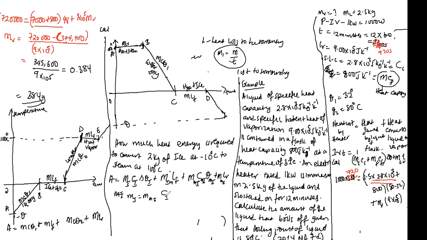While specific heat capacity of ice is 2100, specific heat capacity of water, which is the same as that of melted ice, is 4200. So we shall have heat energy equal to 2 times 2100 times 10. This first 10 comes from 0 minus negative 10. Plus 2 times 334000, latent heat of fusion of water, plus 2 times 4200 times 100. How does the 100 come about? The new temperature, which is 100, minus 0. Then lastly, plus mass of the ice, which is 2, times latent heat of vaporization, which is 2.26 times 10 to the power 6.